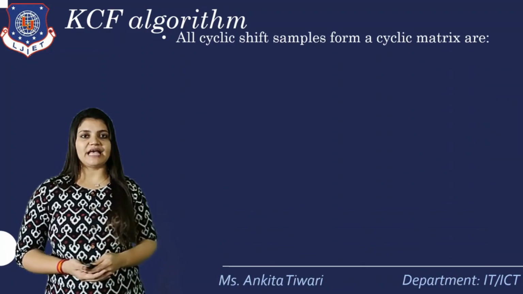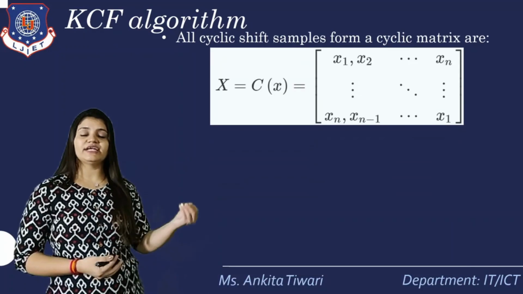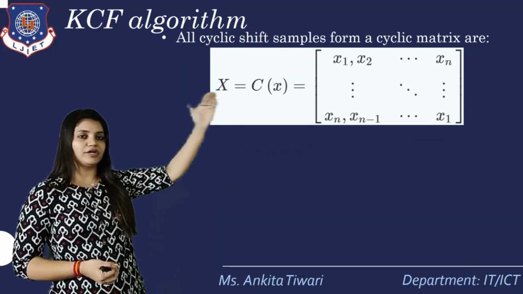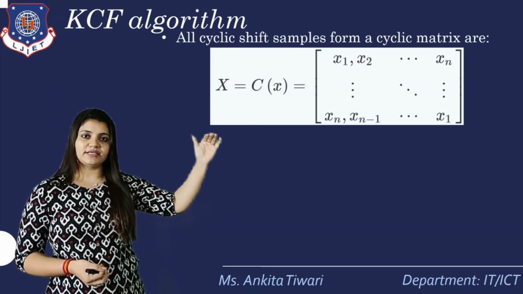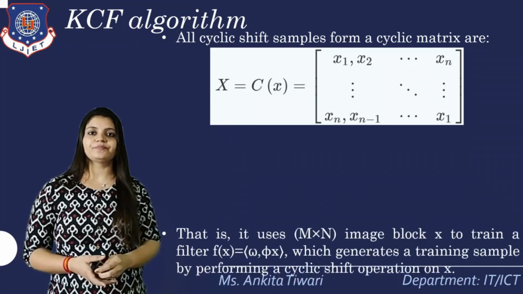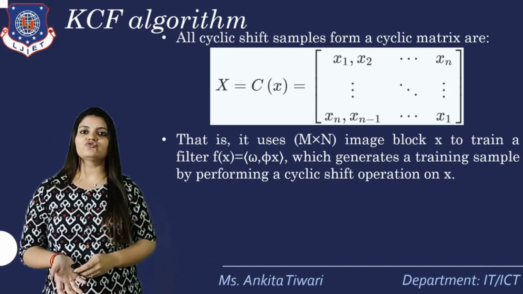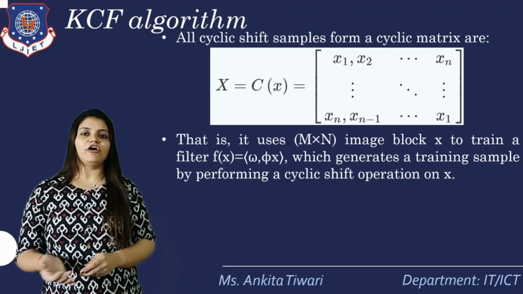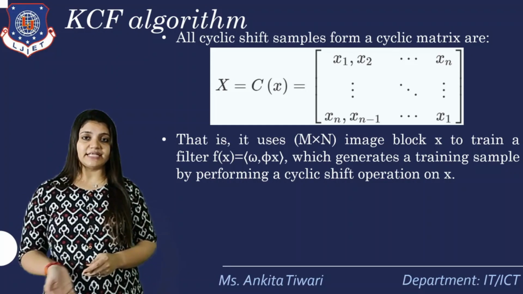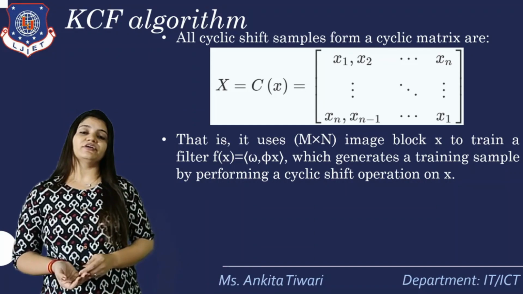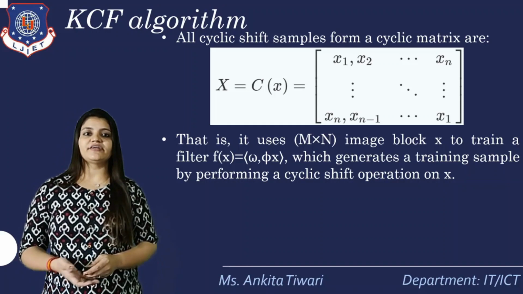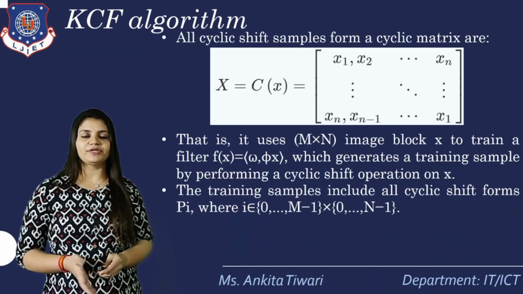So all cyclic shift samples from a cyclic matrix are given as x equals C(x), for x1, x2 till xn, then xn, xn minus 1 till x1. So we can say that it uses an m cross n image block x to train a filter f(x, w), where w is the filter parameter h, comma psi(x), and it generates a training sample by performing a cyclic shift operation on x.